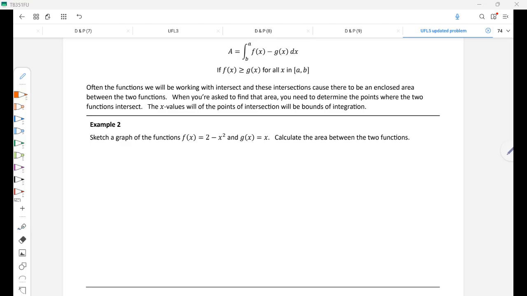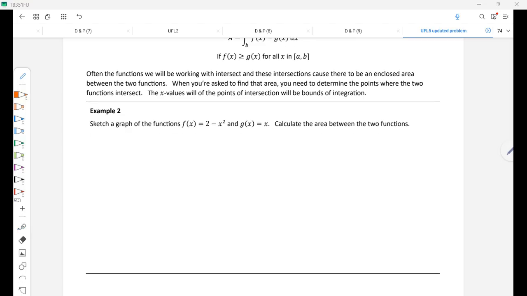I'll do a sketch. You can do it with me. We'll talk about what these curves look like, and that should hopefully solidify what I was just saying. So we have two functions, f of x equals 2 minus x squared and g of x equals x. What does 2 minus x squared look like?